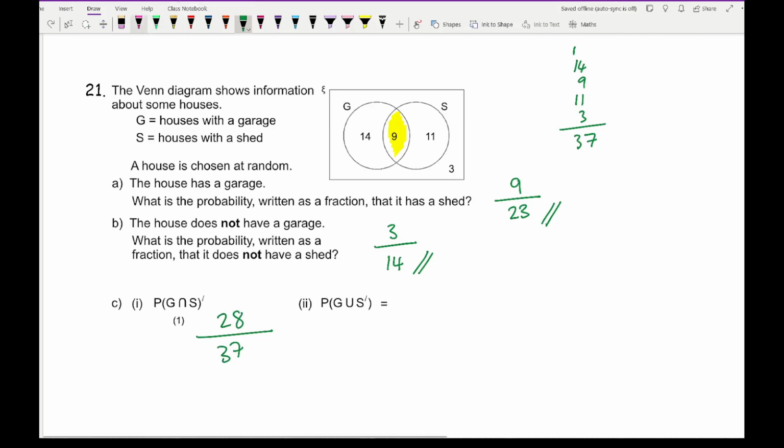And then from the next one, which is the probability of G or not S. So what you want to do here is shade these in separately. So probability of G is this, and the probability of not S is this. Now what I want is all the areas that are shaded, hence why I've used the two colors. So not S would actually be this. So I want all the numbers that are colored in, which is going to be everything apart from 11. So that's going to be 26 over 37, and there is my final answer for that one.